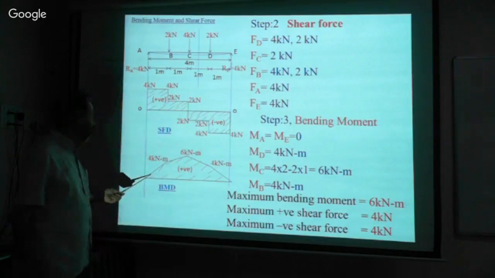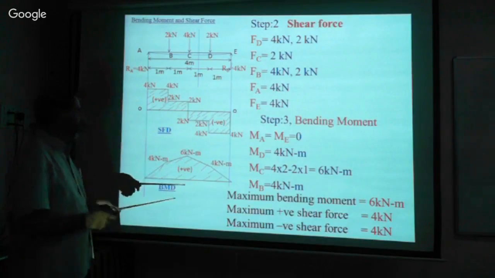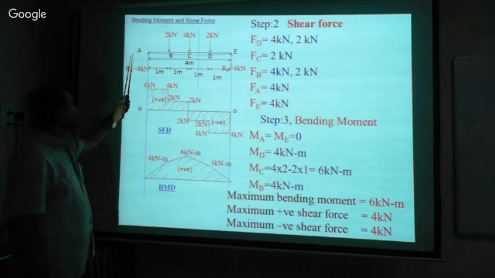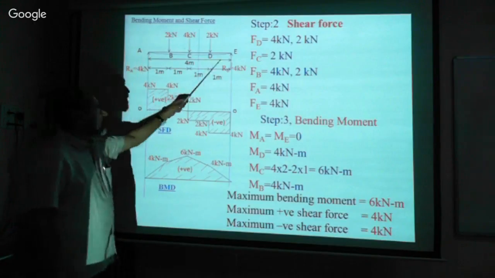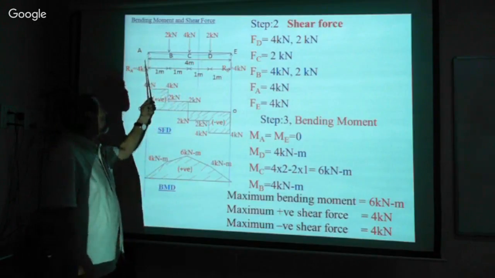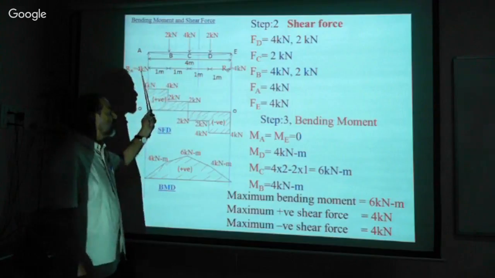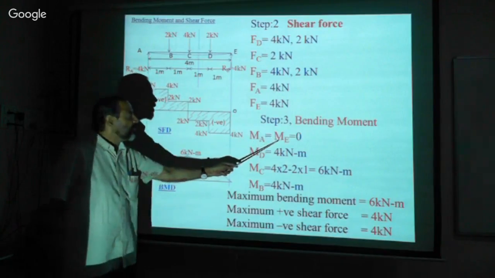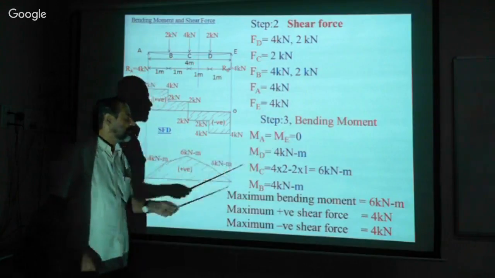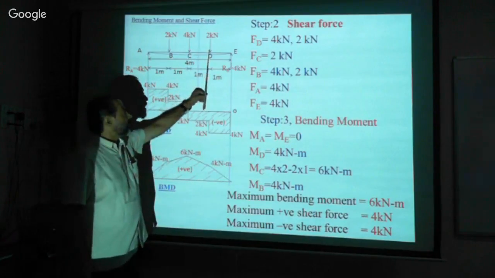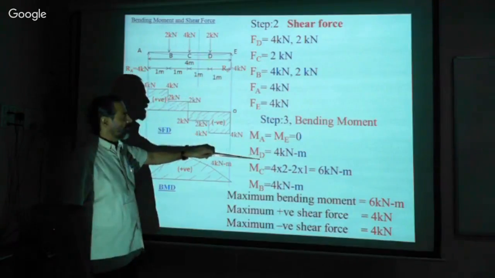And in the third stage, now let us calculate the bending moment. How to calculate the bending moment? Now already we know that at A and E, bending moment is equal to 0. At A, because it is a simply supported end, bending moment is equal to 0 at A, bending moment at E is equal to 0. Now to calculate the bending moment at D, now here it is at D.